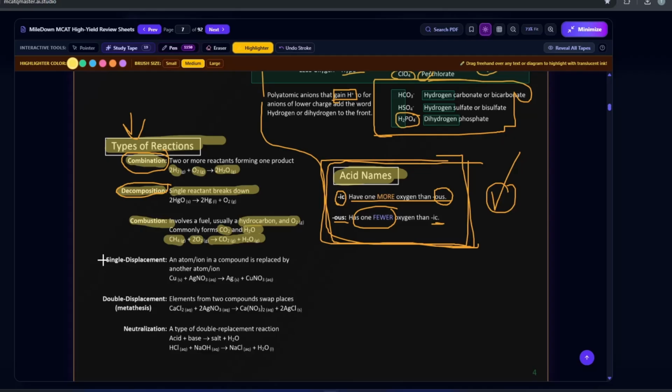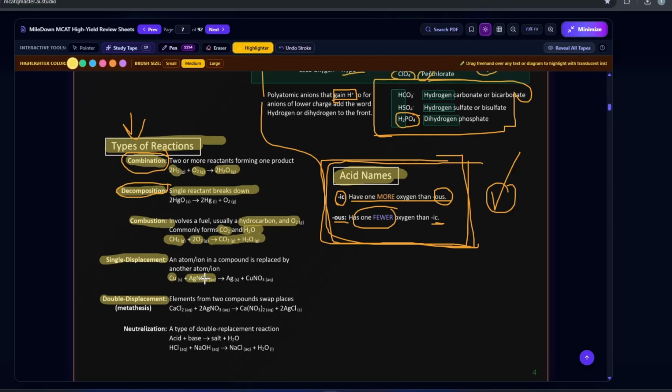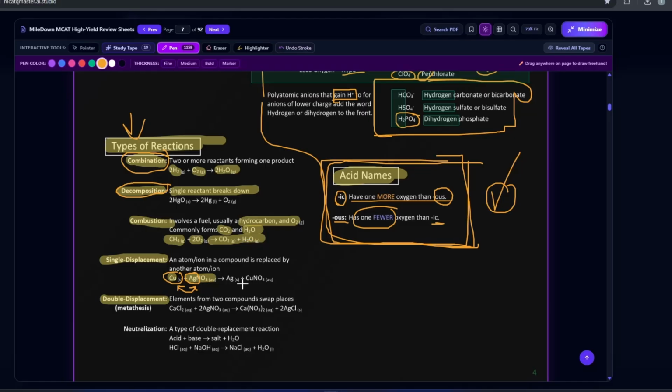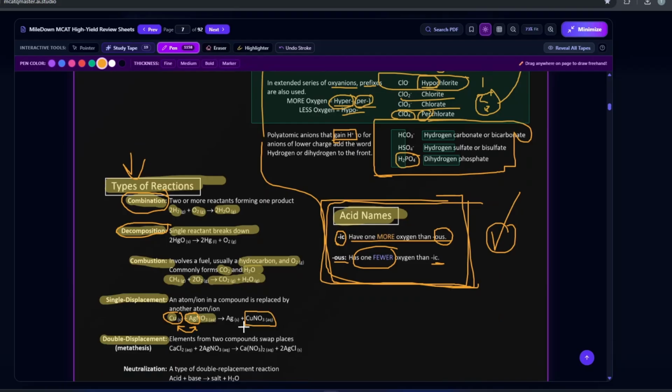The next ones to know are single displacement and double displacement. In single displacement, the general formula is A plus BC. Think of it as two of these swapping places, so A and B swap and you get B plus AC. You get copper over here, and they're just swapping places. Ag is leaving to be by itself.